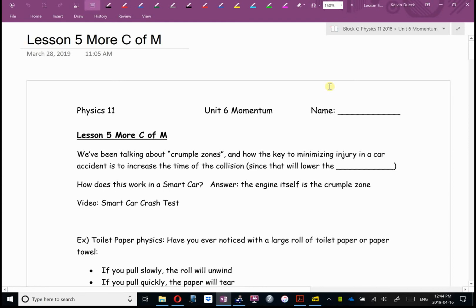We've been taught. Oh, the title, by the way, more C of M. What do you think C of M stands for? Sorry? Conservation of momentum. Conservation of momentum.